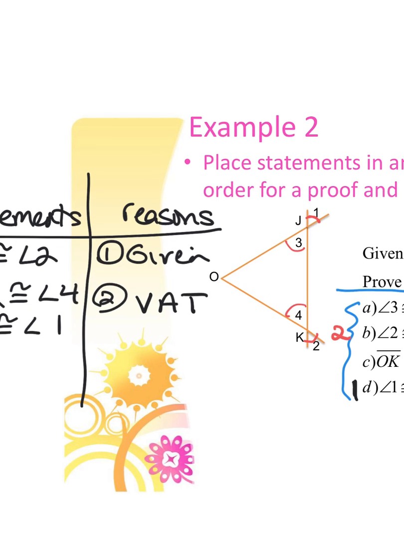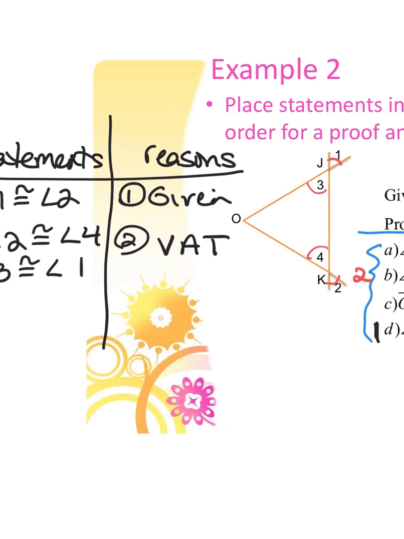Now, if you notice, I've labeled 3 and 4 as congruent. So that's going to be my next statement, which is A here. So I'm going to state that angle 3 is congruent to angle 4, and my reason is substitution.